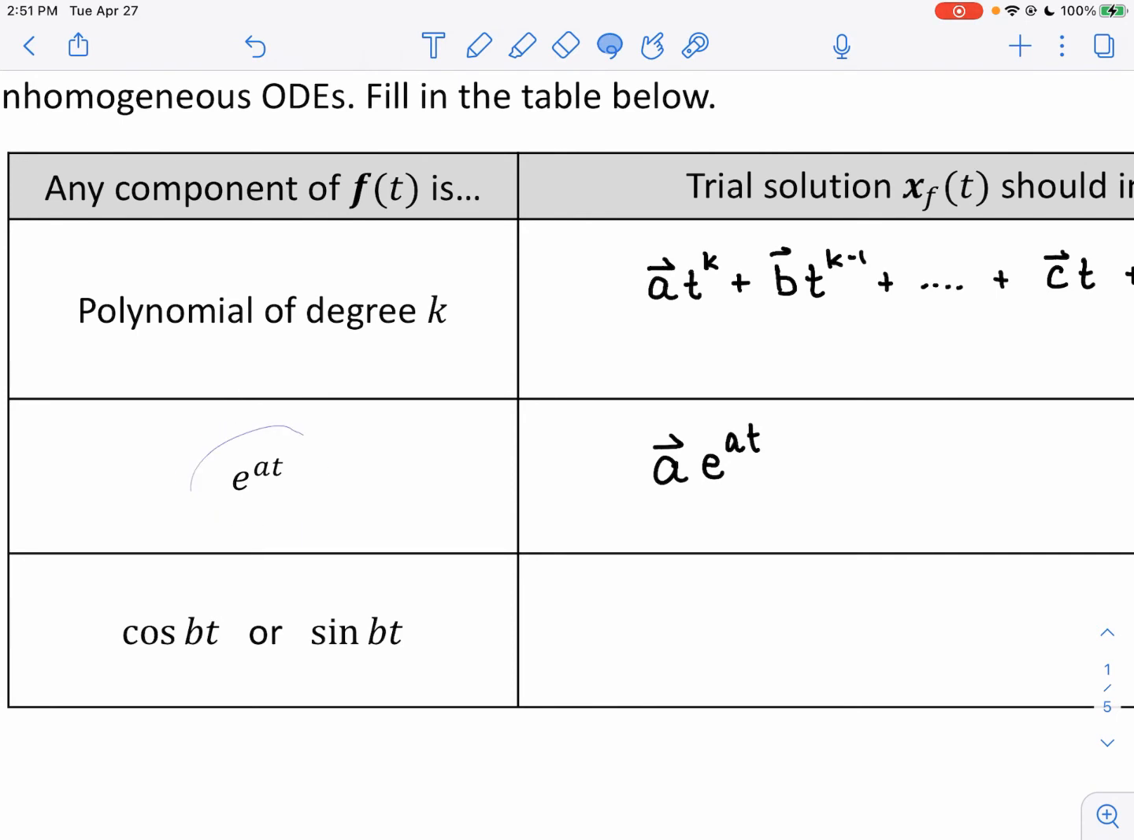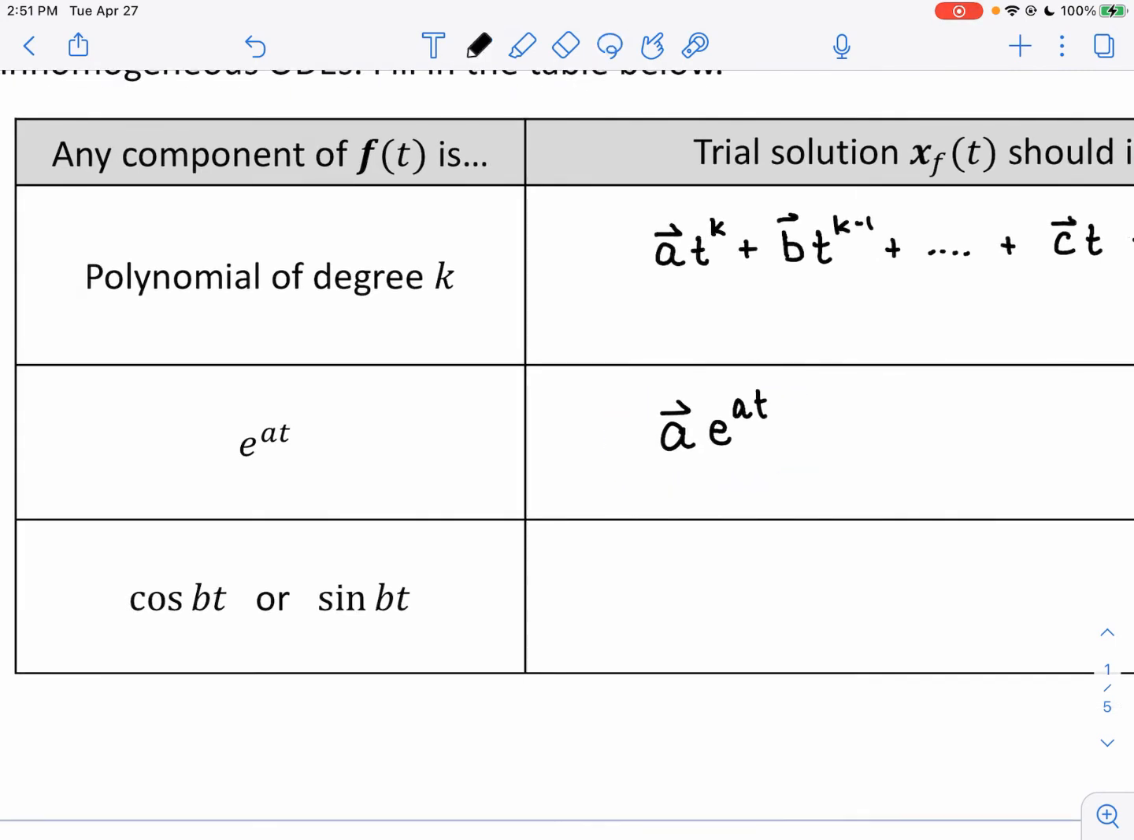But in general, if you have an exponential e to the at in one of your components of your vector function f, then you need to include this in your trial solution. Similarly, if there is a cosine of bt or a sine of bt involved in one of your components of your vector function f, then what you're going to want to do is have a constant vector times cosine of bt plus a different constant vector times sine of bt.